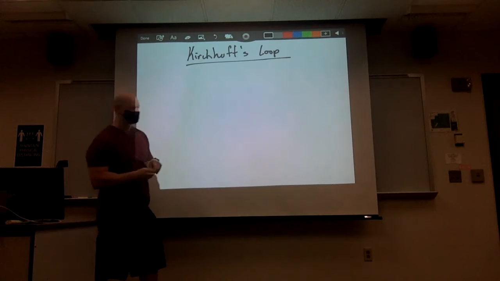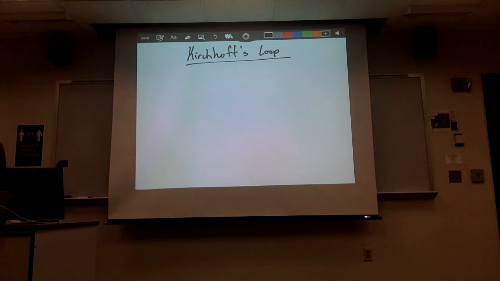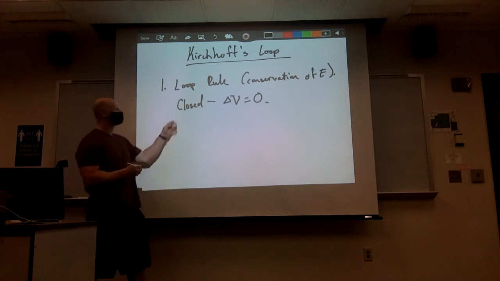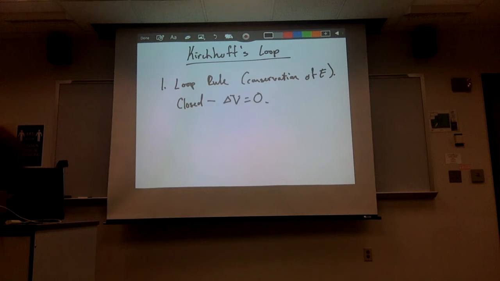So Kirchhoff's loop rules comes down to basically the two things we have seen so far, and we talked about in lab as well as in lecture. That is what we call the loop rule, where the loop rule is just conservation of energy. We talked about what that means: if I go through a closed loop, so for any closed loop, what has to be true is that the change in potential must be equal to 0. So through any closed loop, the change in potential as I get back to the original position at which I started has to be equal to 0. So this is what we call the loop rule.